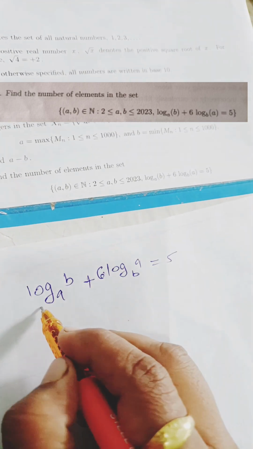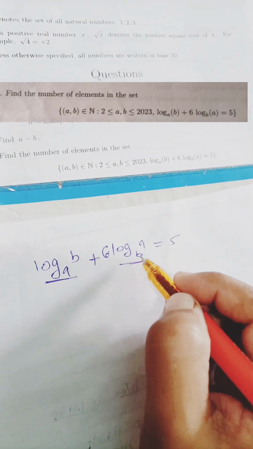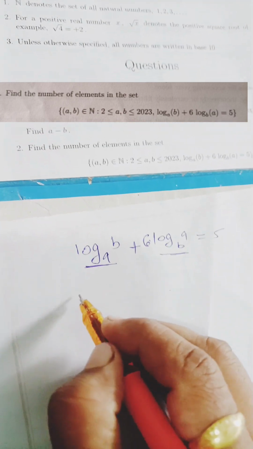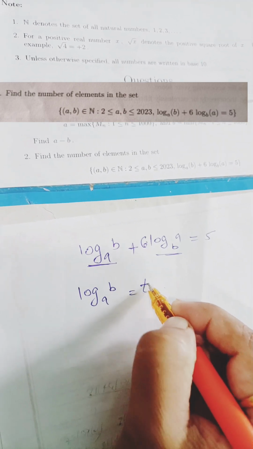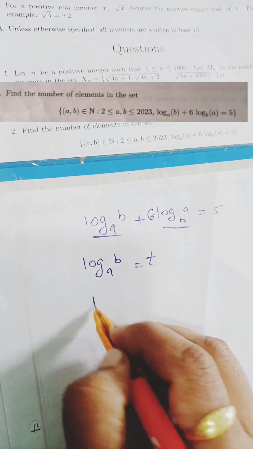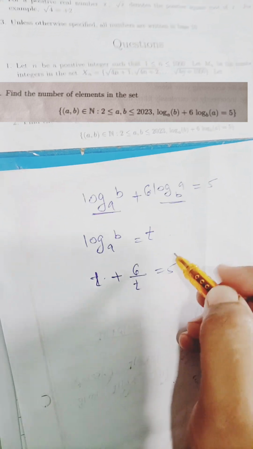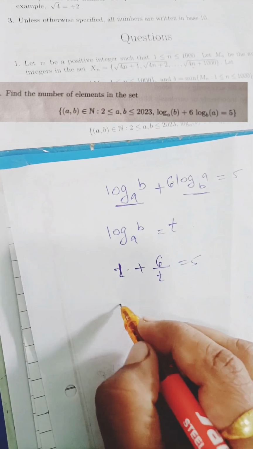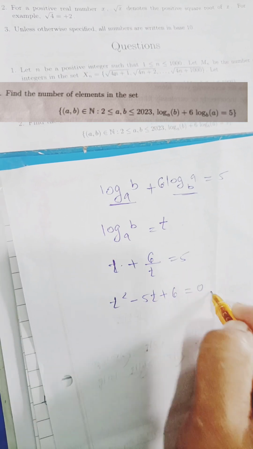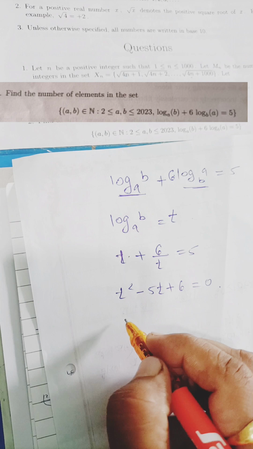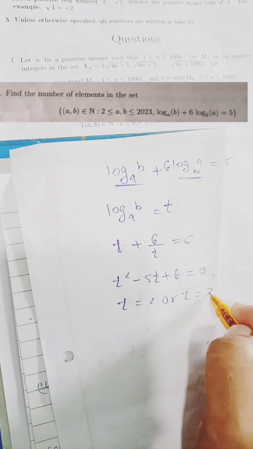Now we know that log of B base A and log of A base B are reciprocals of each other. So if we consider log of B base A equals T, then this equation can be written as T plus 6 by T equals 5. Now solve this. It will be T square minus 5T plus 6, which is a quadratic equation. Now if we solve, we will get T equals 2 or T equals 3.